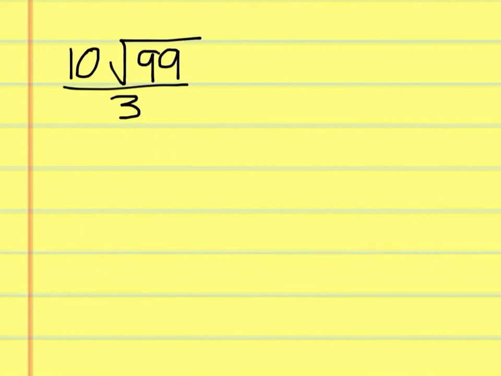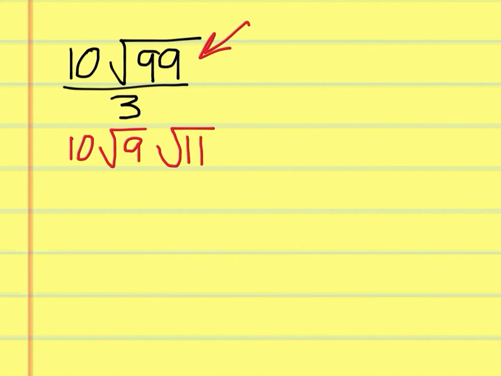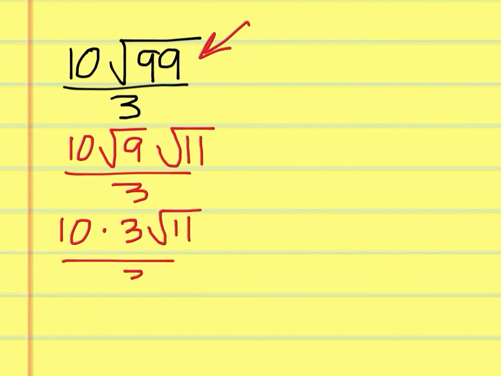The highest perfect square that comes out of 99 is going to be 9. So square root of 9, square root of 11. And on the bottom you have 3. Square root of 9 is 3. On the bottom, you still have a 3. Instead of multiplying together and then simplifying, you can just cancel out 3's there and come up with 10 square root of 11.